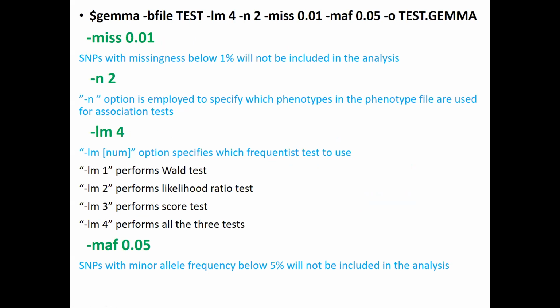The code for GWAS in GEMMA is listed above. -bfile follows the name of the input genotypic data and the phenotypic data file. -miss follows the threshold for missing rate. For example, SNPs with a missing rate below 0.01 will be removed from the GWAS analysis.